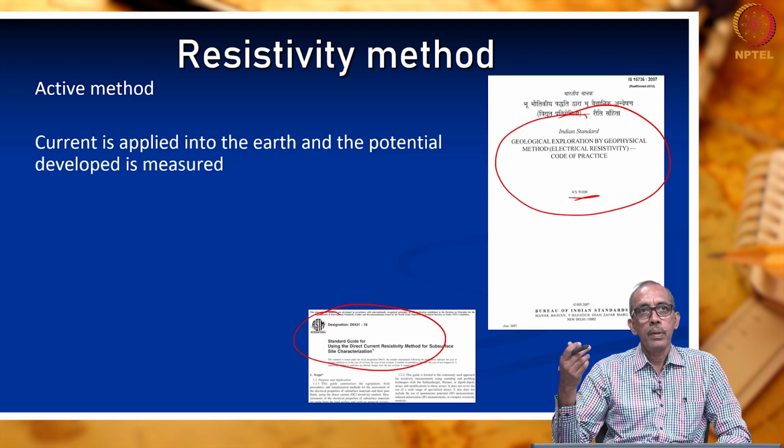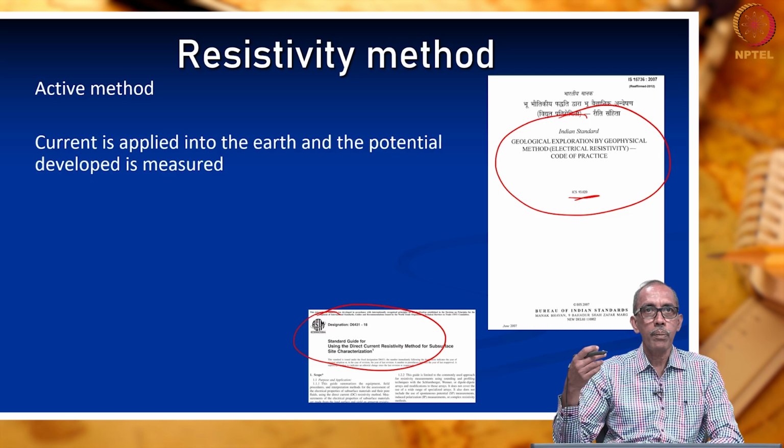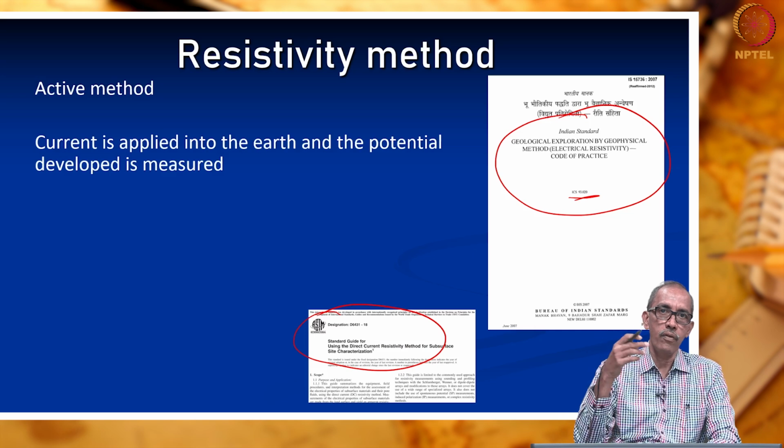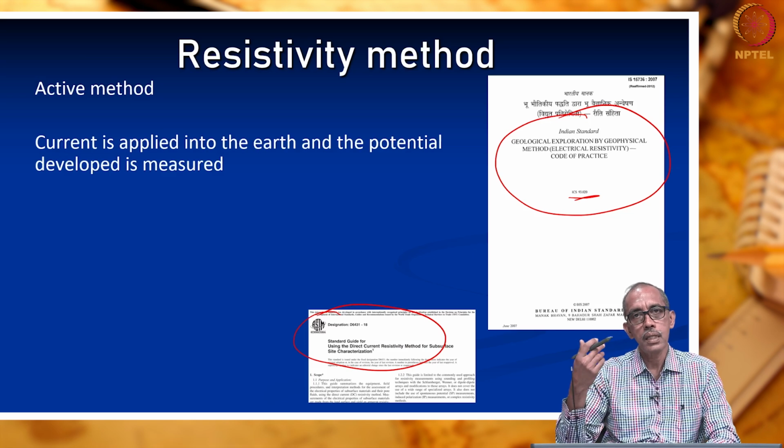What is the principle, right? In the electrical resistivity method, we are going to apply current into the earth and the potential developed is going to be measured. That is why this method is called an active method. We had seen previously what is active and what is passive. In an active method, we are going to generate some signals and the effect of that signal is going to be studied by us. So it is an active method.